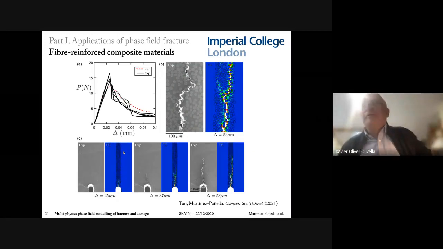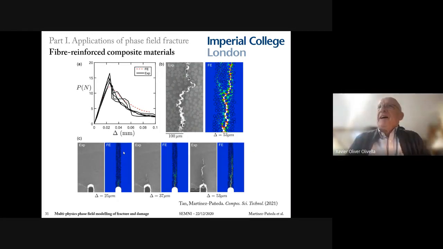Thanks, Emilio, for this very nice talk. I'm really proud of having people like you in SEMNI, and the new generations are just going so far. And I would like to ask you a question about applications of phase field models.